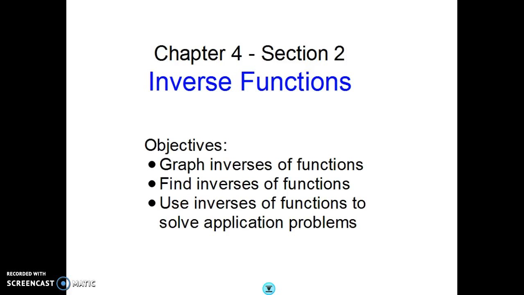The topic of this video series is going to be inverse functions, which is Chapter 4, Section 2 in your Algebra 2 textbook. We have three main objectives in this section. The first one is to graph the inverses of functions. The second one is going to be to find inverses of functions algebraically. And the third is going to be to use inverses of functions to solve application problems.